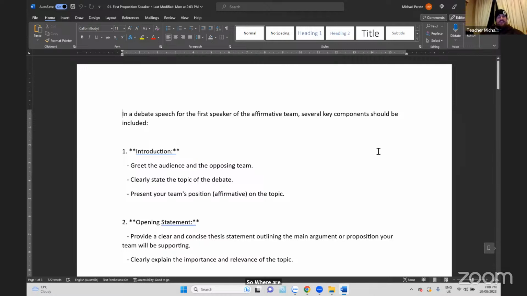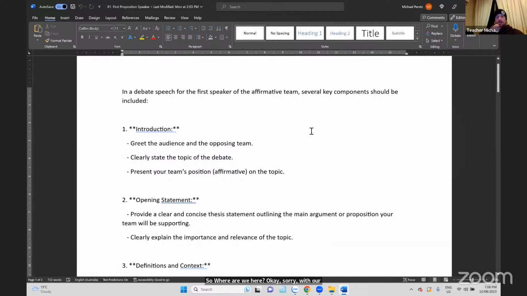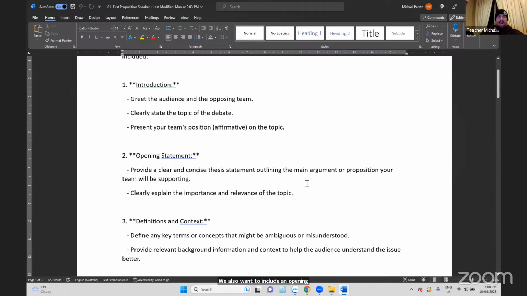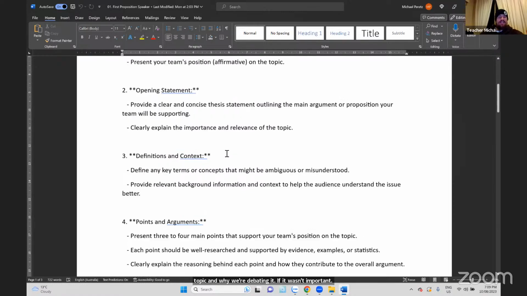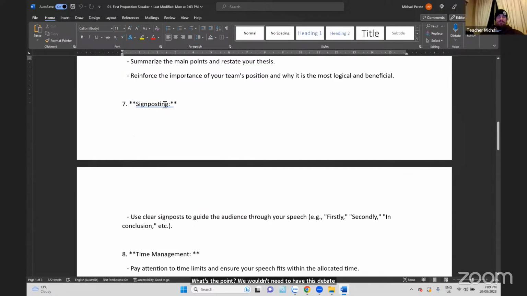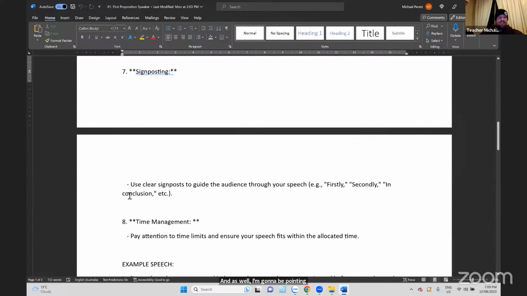Where are we here? Okay, so with our introductions, we always want to make sure that we greet everybody, and of course, greet them respectfully. We don't want to say anything unbecoming of a debater, because remember, it's a very formal conversation. We want to clearly state the topic of the debate and present our team's position on the topic. We also want to include an opening statement where we outline the main argument that our team will be supporting. And we want to clearly explain the importance of the topic and why we're debating it. If it wasn't important, what's the point? We wouldn't need to have this debate.